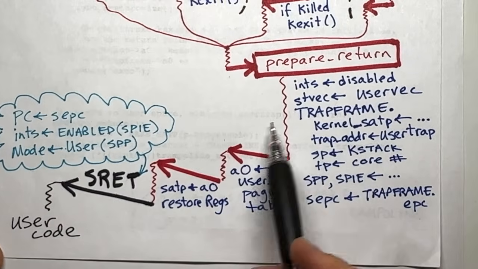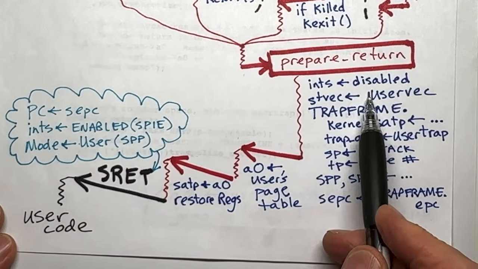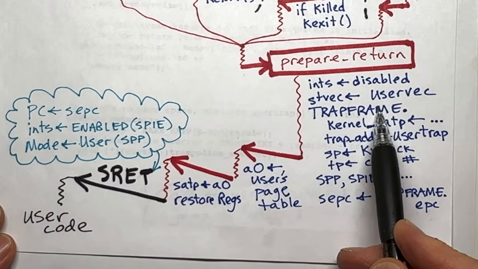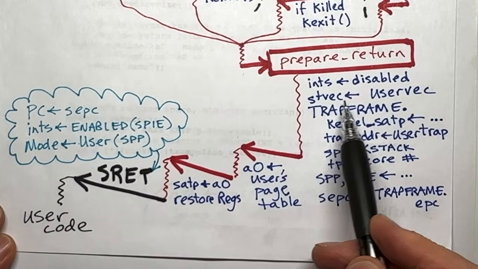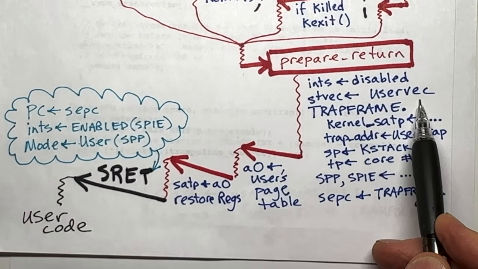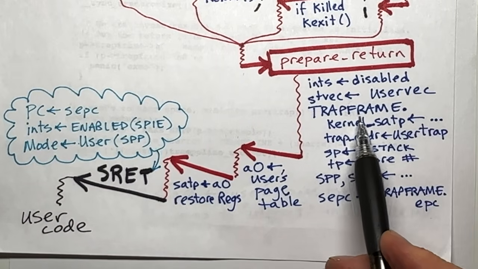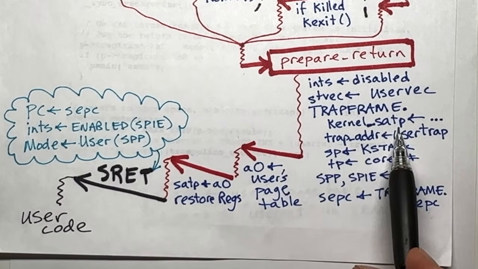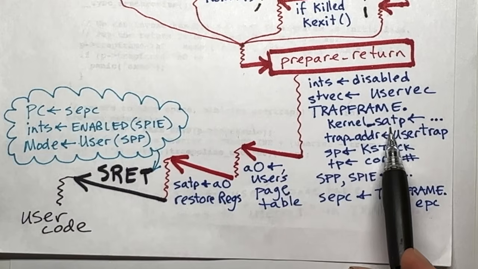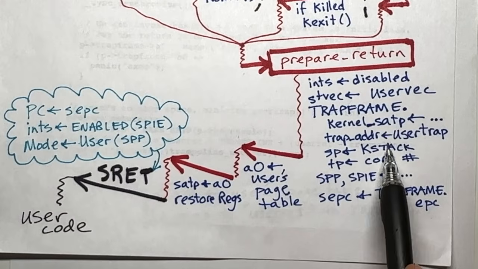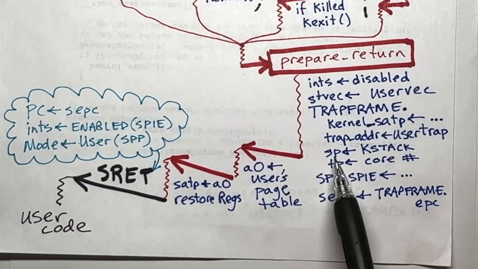Then, as I discussed in an earlier video, prepare return does a few things in preparation for going back into user mode. It sets xv6 so any future trap in user mode will be handled by the uservec function in the trampoline page. It initializes several fields in the trap frame that will be needed when the next trap occurs. And this includes saving a pointer to the kernel's page table so we can switch back to it after the next trap. And we save the address of the user trap function so we can call it.